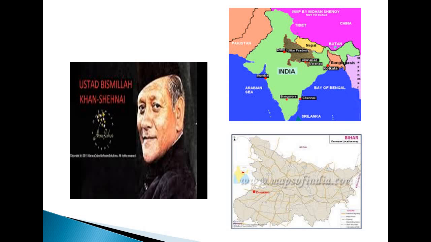Here, just to give you an idea of where exactly he was born, you see that he was born on 21st of March 1916 in Dumrao in Bihar. In the first map, I have given you the idea of where exactly you get Uttar Pradesh, where you get Allahabad, and all these places.